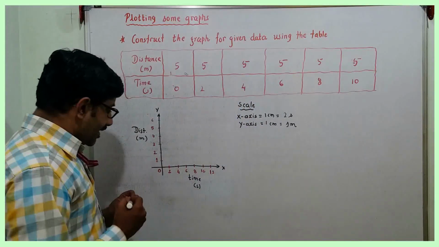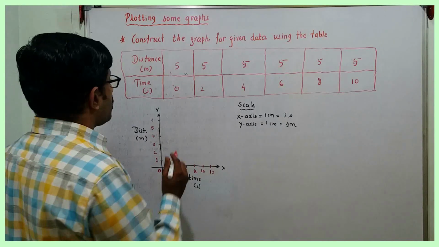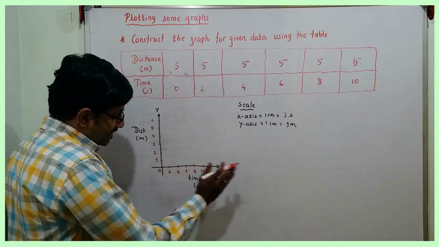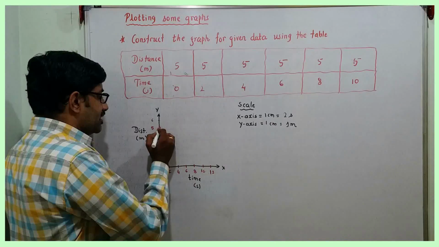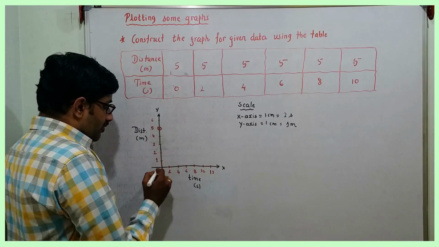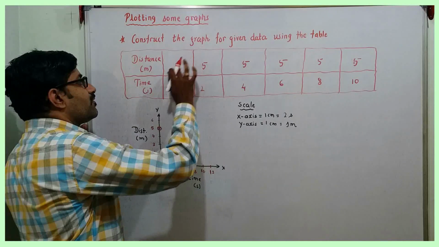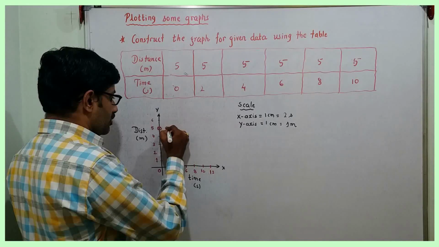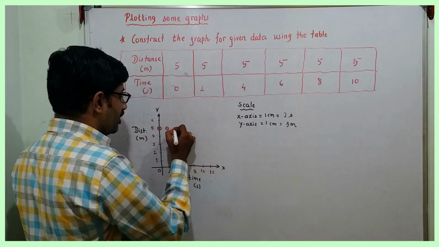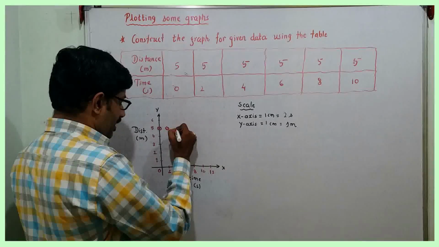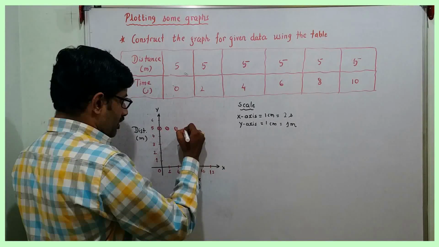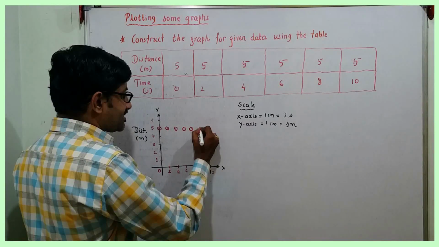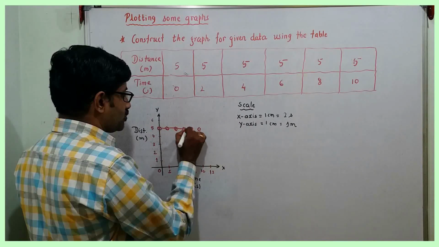Okay, let us take the first point. We have 0 on the time axis or x-axis, so just go on finding. This will be the first point. For 0 we have a distance of 5 meter. Similarly for 2, that is also 5 meter. For 4 again it is 5, and hence it appears to be a straight line parallel to the x-axis or time axis.